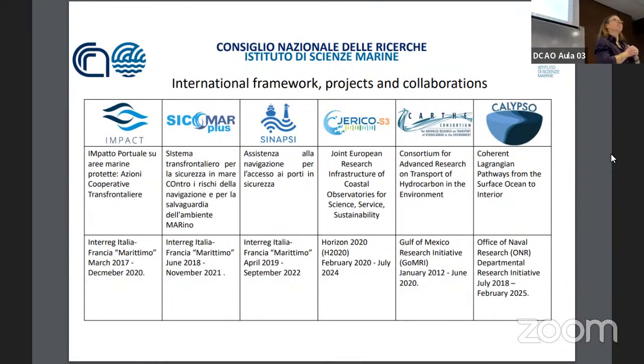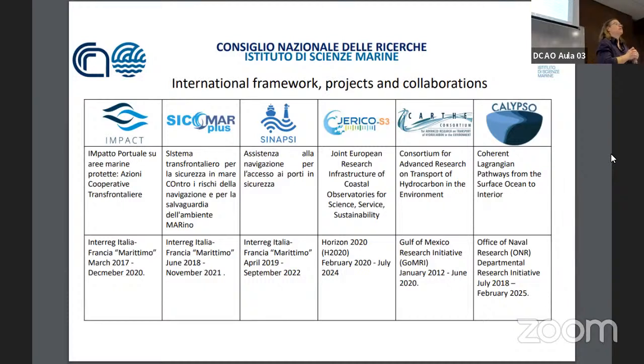along the coast. We have also collaboration at European level, like in the Jericho S3 project, that is more based on the investigation of integration of coastal observatories to improve the knowledge of the dynamic of the Mediterranean Sea.